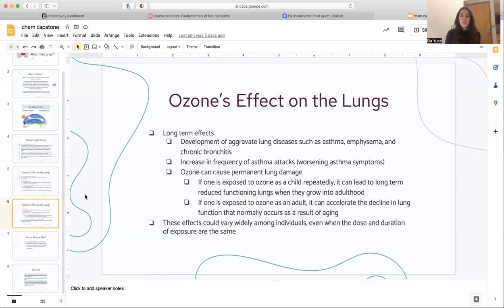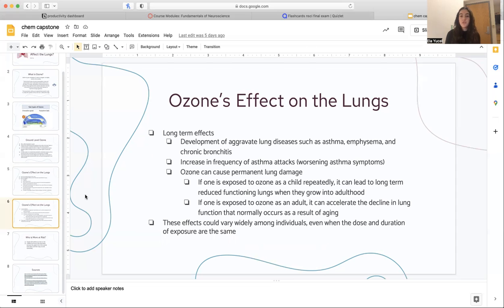Moving on to more long-term effects. Ozone is in the environment and you breathe it in every day directly into your lungs. Over time, it's been seen that ozone can cause the development of or aggravate lung diseases such as asthma and chronic bronchitis, among others. It increases the frequency of asthma attacks for those who suffer from asthma, and it worsens asthma symptoms. Ozone can also cause permanent lung damage, which is very serious.